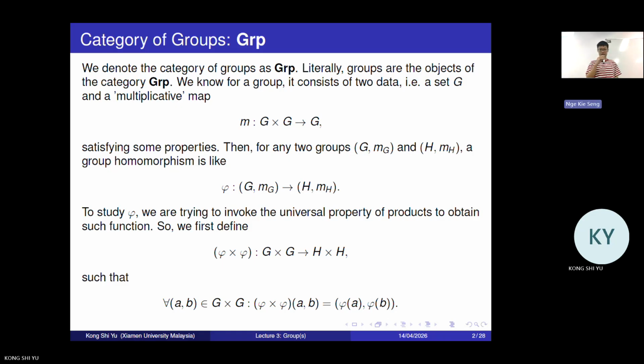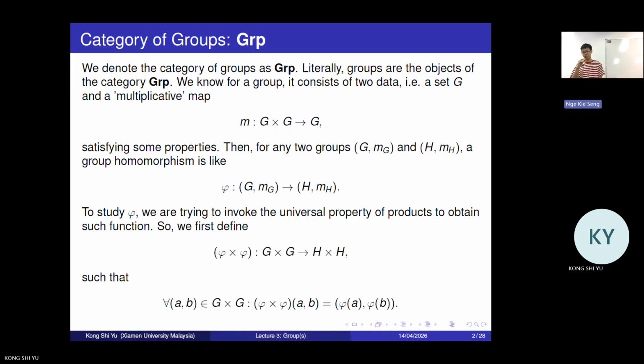So now we look at the category of our groups, and we denote the category of groups as GRP. Literally the objects here are our groups, and a group consists of two data: a set G and a multiplicative map between the group elements. So G cross G here means you take G1, G2 from the set G, do the binary operation equipped on G, and produce another group element in G. You need to satisfy some properties that have been discussed by Jimbo.